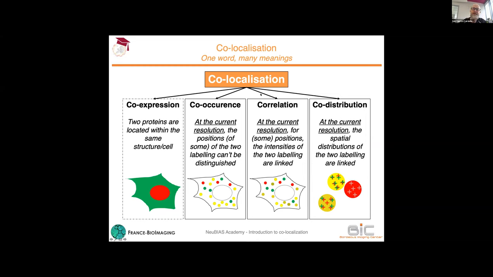When users come through the door of the facility, sometimes they are expecting co-localization, but in fact they are expecting some kind of co-expression. In this example, with a single cell with two labelings, one in the nucleus and the other in the cytoplasm, you will never see these yellowish dots. The user will ask for co-localization when what they are looking for is co-expression: two proteins located in the same structure, in the same cell. So already at this step, you see that one thing matters: the resolution and the topology of where the event is taking place.